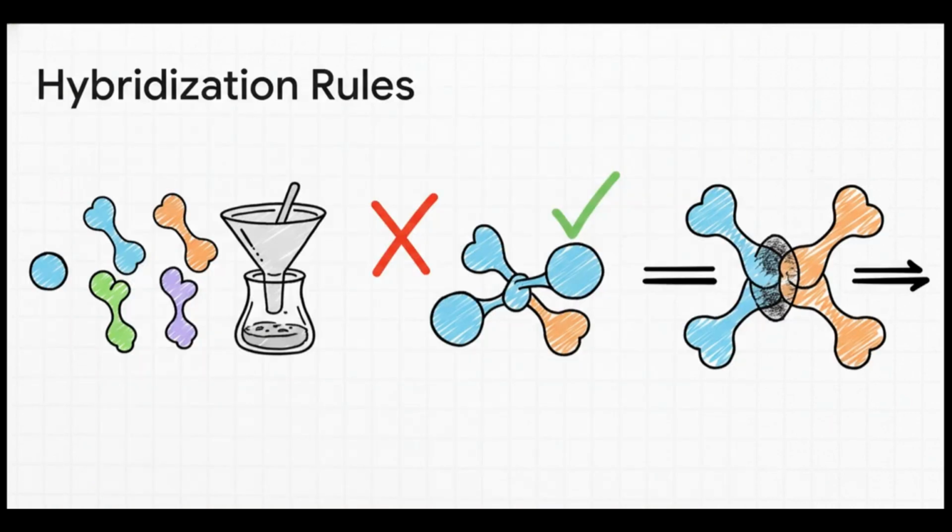Now there are a few basic rules to this game. First, you get out what you put in. If you mix 4 atomic orbitals, you get 4 new hybrid orbitals. Simple. Second, this whole idea only makes sense when atoms are actually forming molecules. It doesn't apply to a lone atom floating in space. And finally, those strong covalent bonds we see are formed when these new, improved hybrid orbitals overlap.